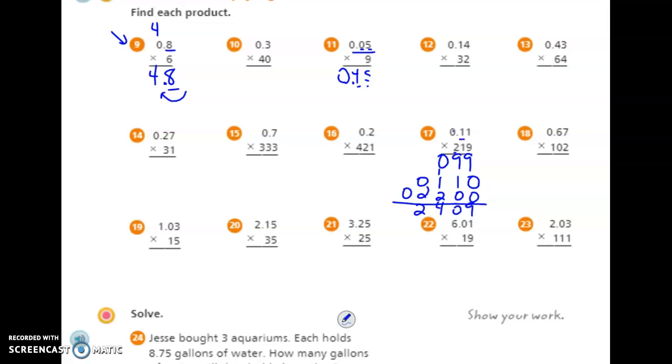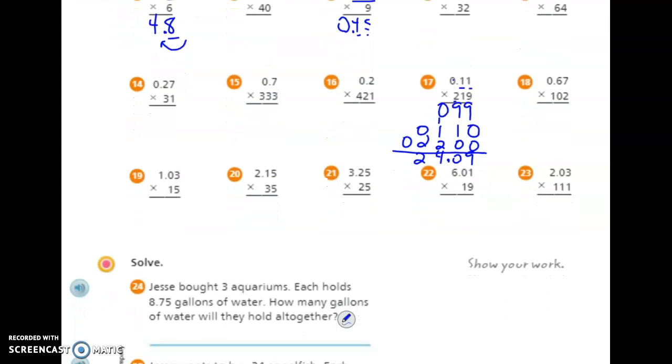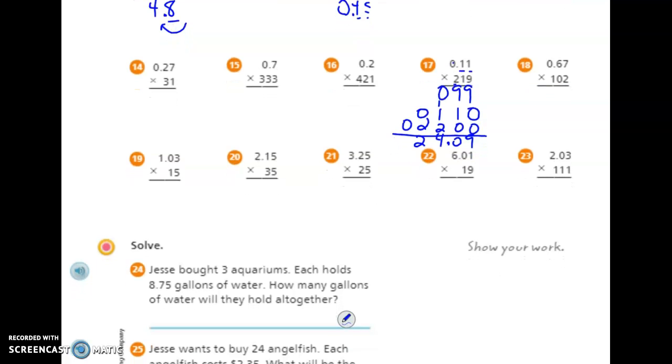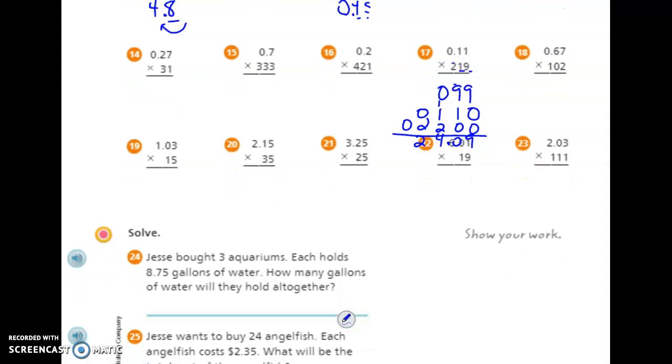How many numbers were in my decimal up here? 2. How many in my answer down here? 2. So really, the magic of multiplying numbers, guys, that have a decimal in them is you figure out how many decimals you have in your factor, and then you put the same thing in your answers.